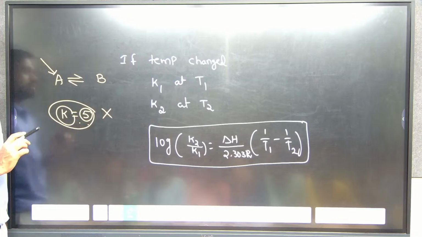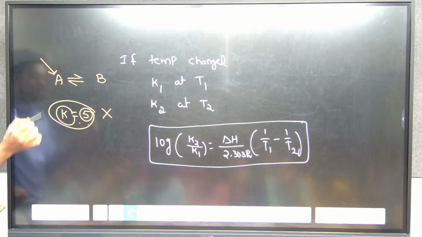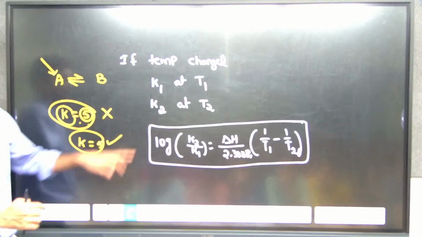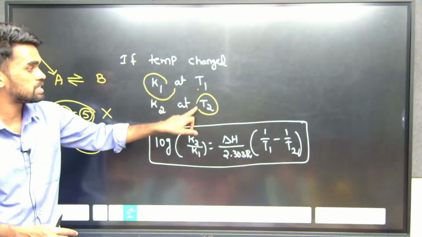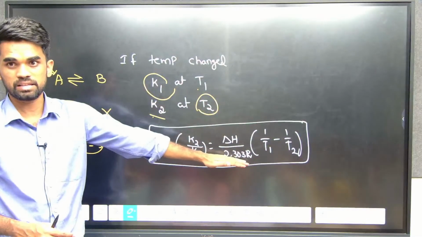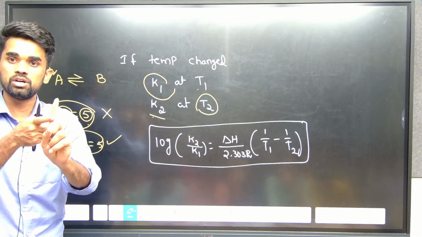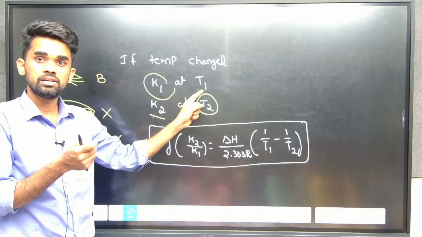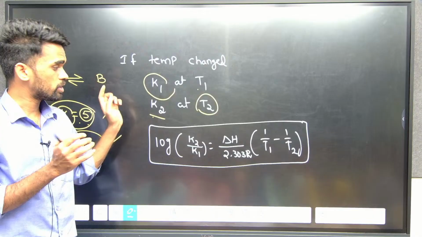Okay. Now one more statement: if I change the temperature, then the value of the equilibrium constant also changes. That's why at temperature T1, the equilibrium constant value is K1. If I change the temperature, its equilibrium constant value also changes, that is K2. So finally we get a relation like this. If I increase the pressure, concentration or volume, is there any change in the value of the equilibrium constant? No. But if I change the temperature, yes, the value of the equilibrium constant changes. Exactly, you will get the relation like this.